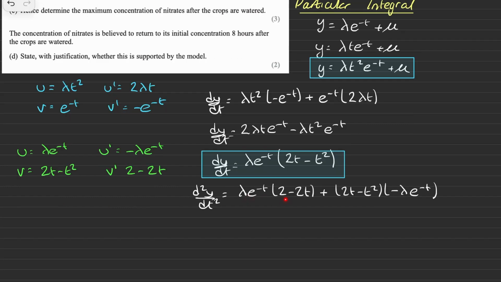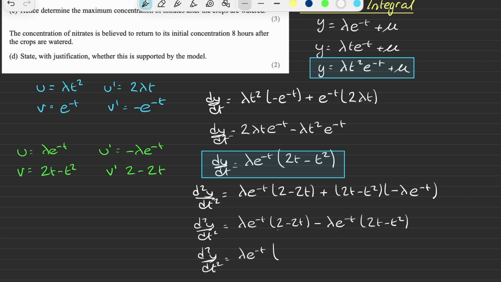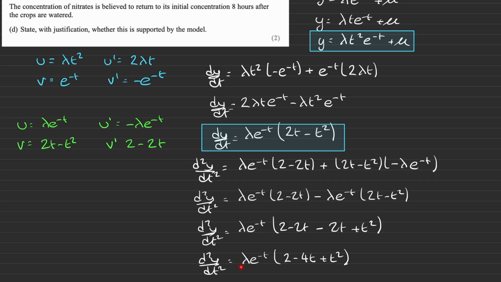And then we can tidy all of this up. Then we'll factor out the lambda e to the negative t from both terms. So we'll get the (2 minus 2t) minus the 2t plus the t squared. And then we can collect the t terms together. And this will give us our second derivative.